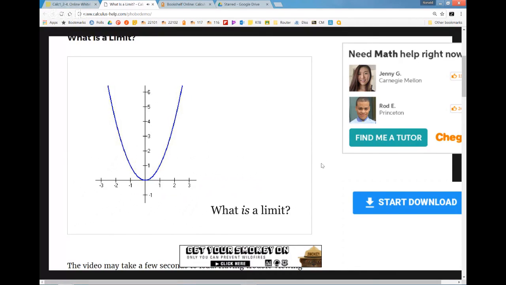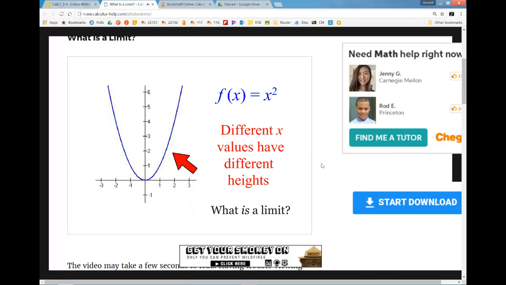Let's start by looking at a very simple function graph. What I have here is the function f of x equals x squared, basic parabola. You'll notice that the function changes heights all throughout its domain. That's a very fancy way of saying that the function reaches many different heights based on whatever the x value you're looking at happens to be.